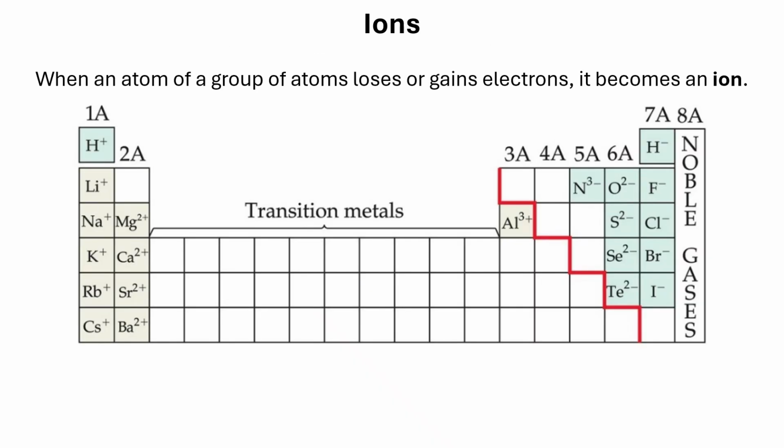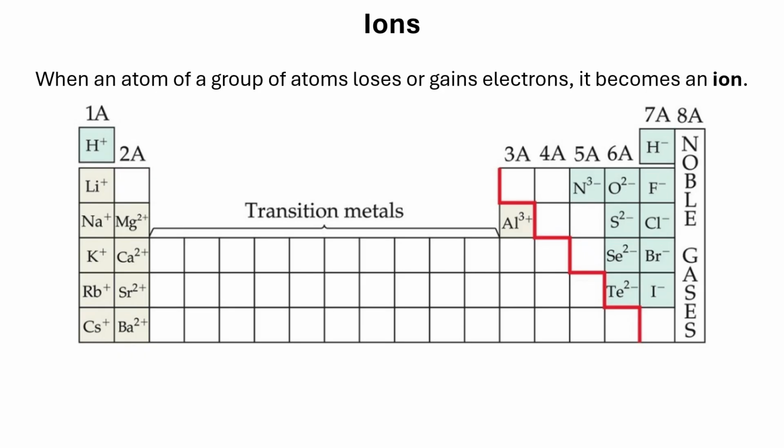Let's talk about ions. An ion is simply an atom or molecule that carries an electric charge, either positive or negative. So how do atoms become ions? It is all about electrons. When an atom loses an electron, it becomes a positive ion called a cation. When an atom gains an electron, it becomes a negative ion and it's known as an anion. The periodic table gives us clues about how atoms form ions.